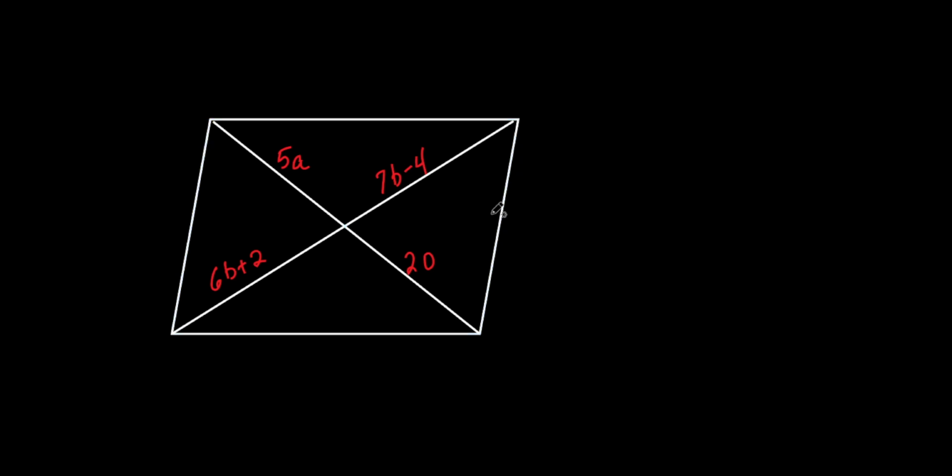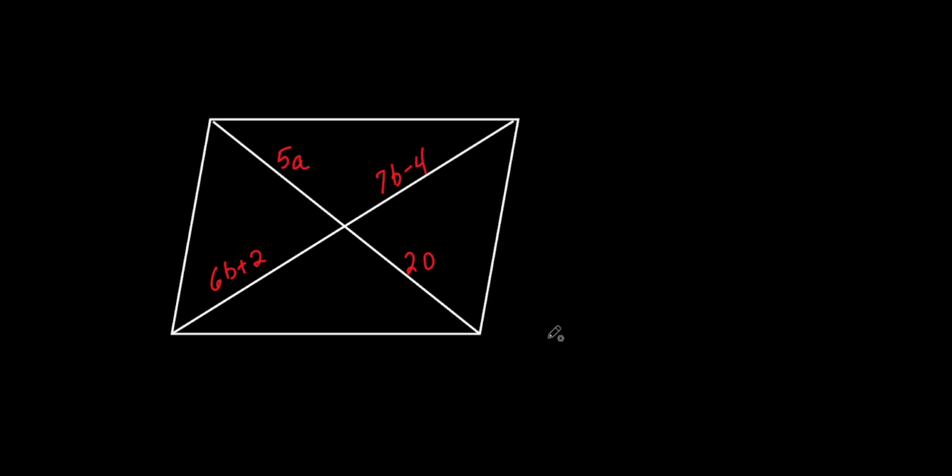So what I want to do, they didn't tell you it was a parallelogram, okay, but what they want you to do is solve for A and B in order to make this into a parallelogram. That's a 20. That's a 20. 6b plus 2, 5a, 7b minus 4.